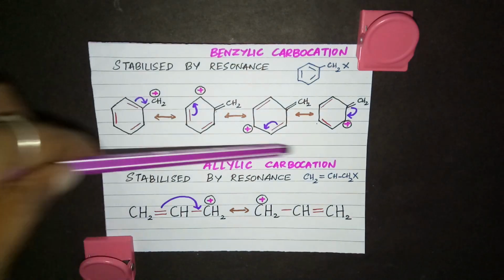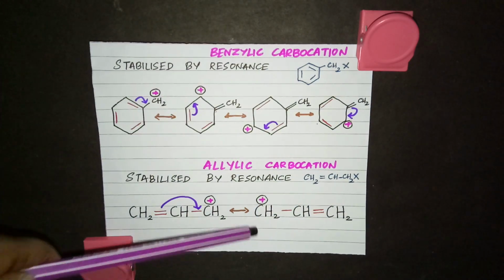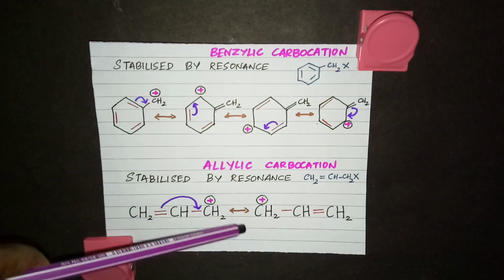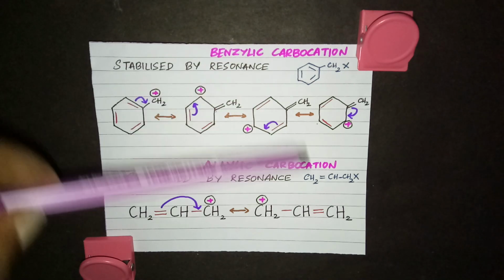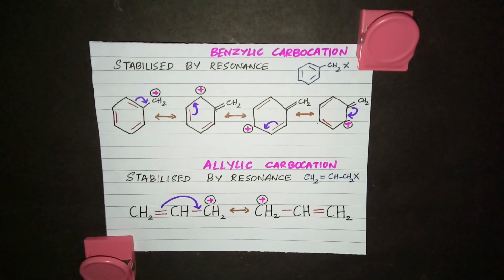Since there are 4 structures for benzylic, this is more stable, and this is allylic. So both are more reactive by what mechanism? SN1 mechanism compared to tertiary. So tertiary will always undergo SN1 mechanism, same way benzylic and allylic also. Let's see a few example questions.